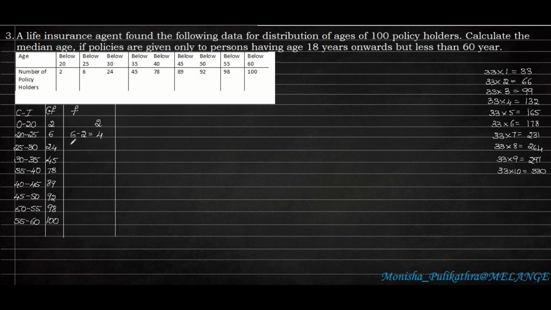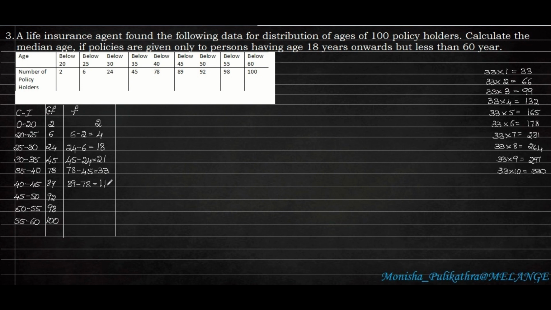So next is 24 minus 6. So that is 18. Okay. So next is 45 minus 24. That is 21. So next is 78 minus 45. That is 33. So next is 89 minus 78.